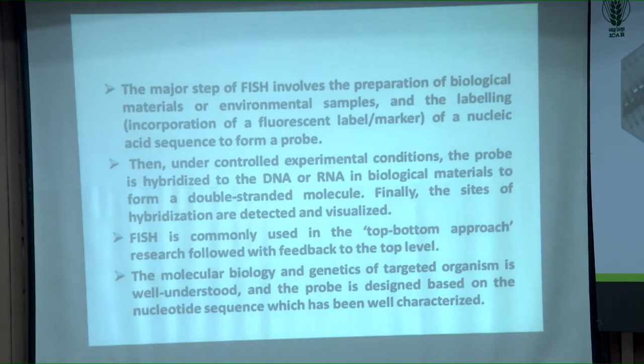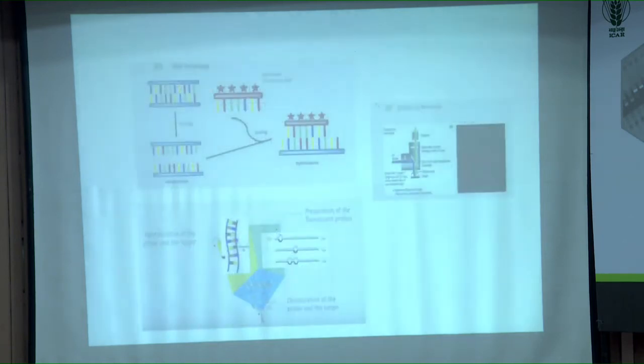Here also there are steps. The major steps of FISH involve the preparation of biological materials and then the labeling. We have fluorescent labels or probes, then we have to hybridize, then you go for the visualization. These are the steps. Finally, you can check the hybridization of fluorescence with the help of a microscope.